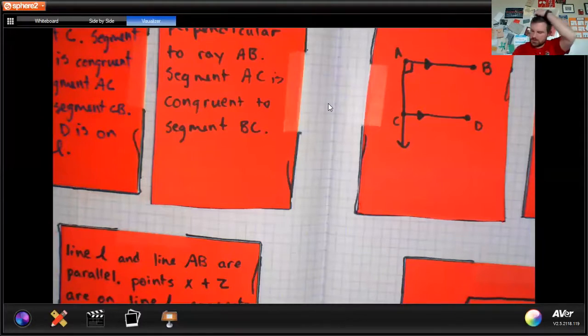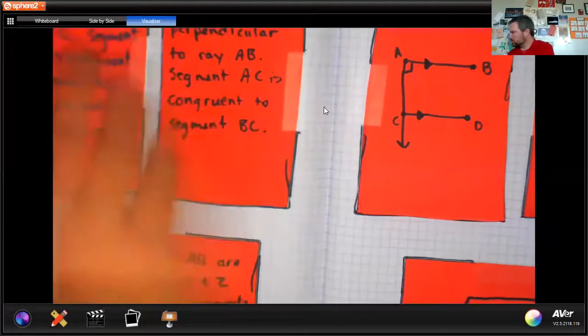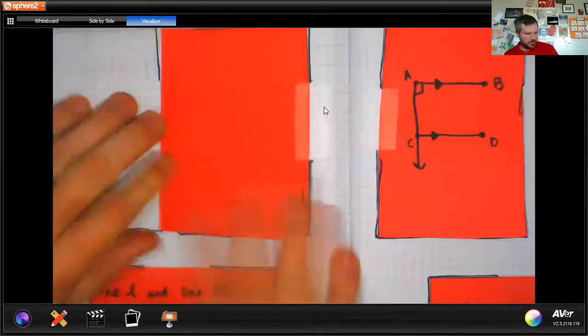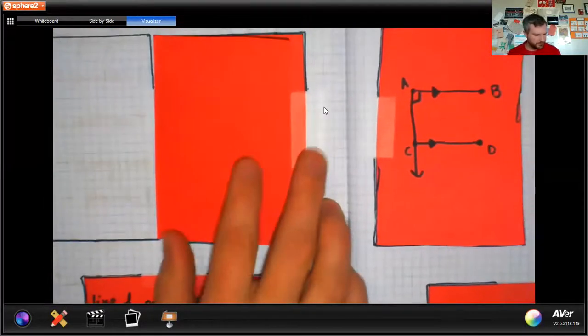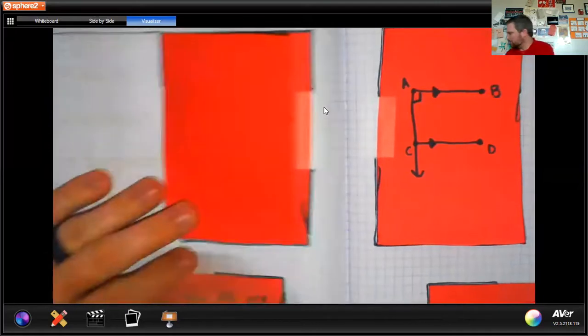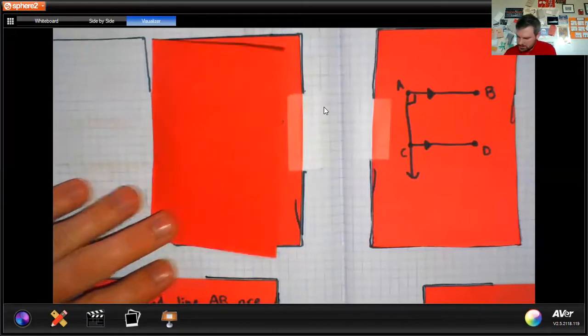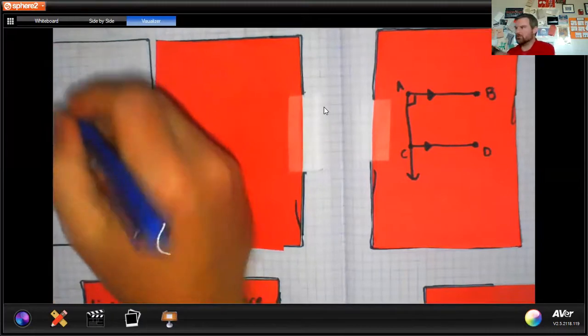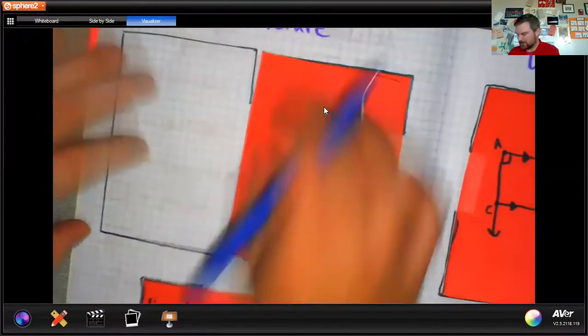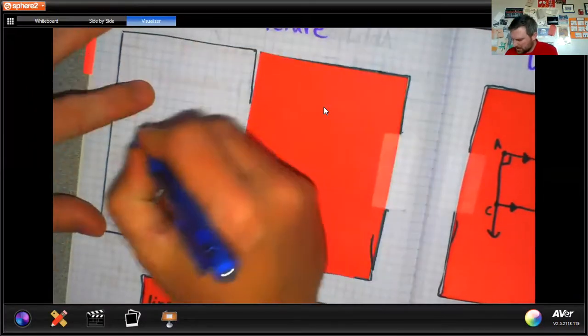Okay, so let's go through the answers. This first one says you have line L bisects segment AB. All right, so I'm going to do it in pen here. And again, it doesn't really matter the direction you're drawing any of this in as long as everything is satisfied. So we have line L.